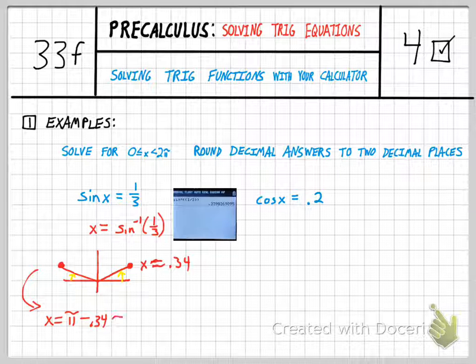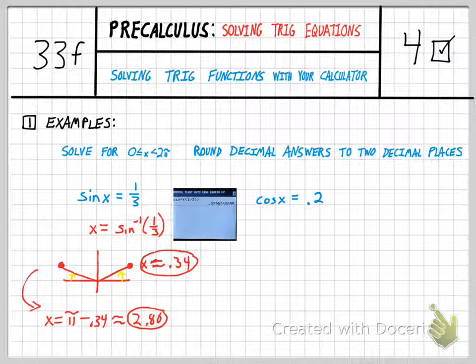Okay, and so that one, when you work it out, ends up being about pi minus 0.34. Sorry about that. You get about 2.80. So it ends up in this problem that those are our two answers. This would be a good time to check. If you took 0.34 and you plug it in your calculator, you should get about 1/3. Remember, we rounded, so it's going to be a little bit off. Or if you took 2.80, your answer should also be about 1/3.